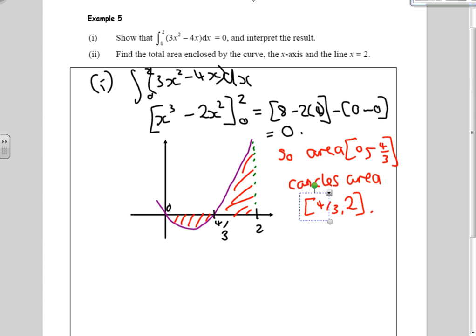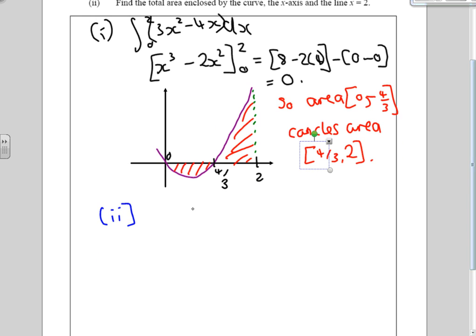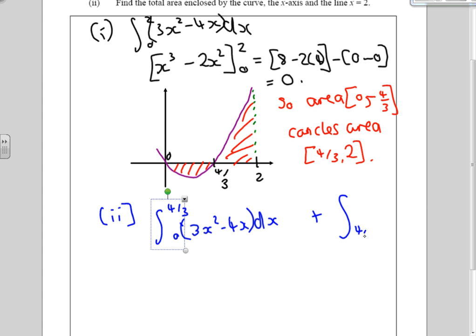So for part 2, when we're asked to find the total enclosed area of the curve and the line x equals 2, we are integrating between 0 and 4 over 3 of 3x squared minus 4x with respect to x. And we're going to add on the integral between 4 over 3 and 2 of the same curve. So I'm going to do that now.